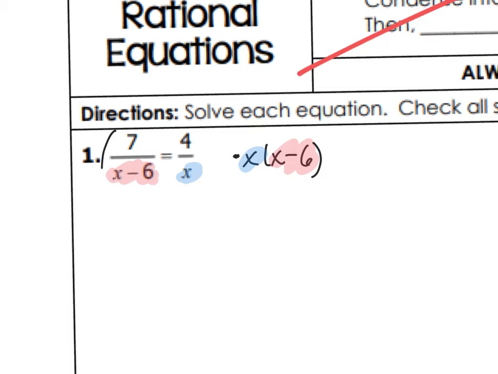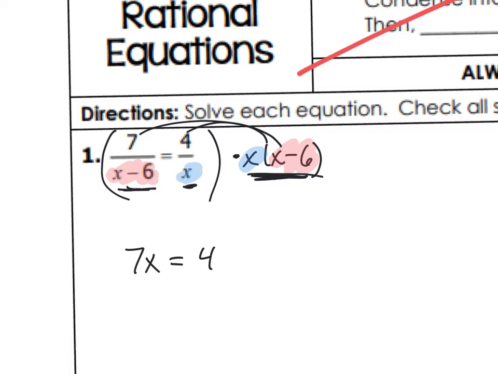Okay, so now all we've got to do is distribute to each fraction, okay? So going to the first fraction, just looking at those denominators, to get from here to here, what do I multiply by? Just x, so that's all I need to multiply that numerator by. So what's 7 times x? Just 7x. The denominators cancel, okay? Keep that equal sign. Now to get from x to x times x minus 6, what do I multiply by? X minus 6. So 4 times x minus 6 will be the right side of that equation.